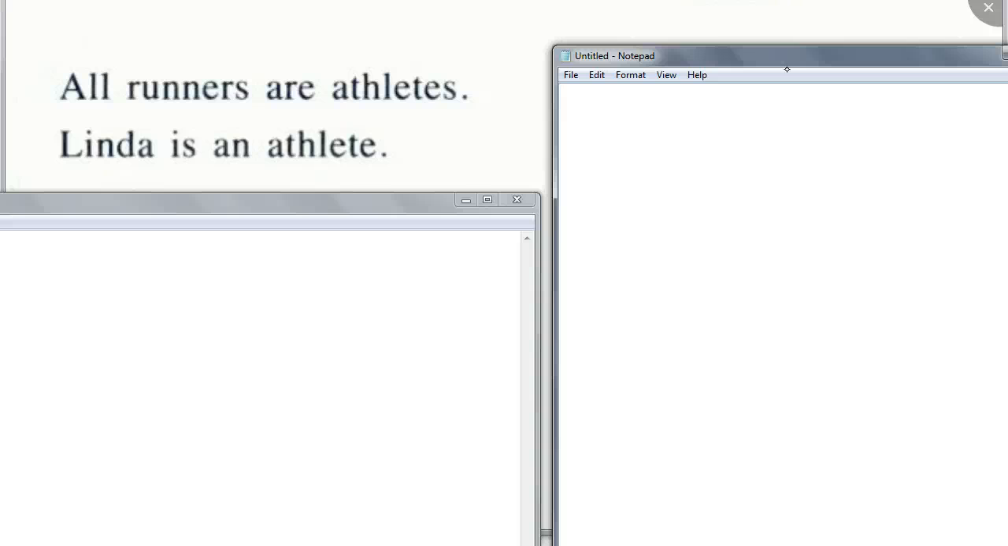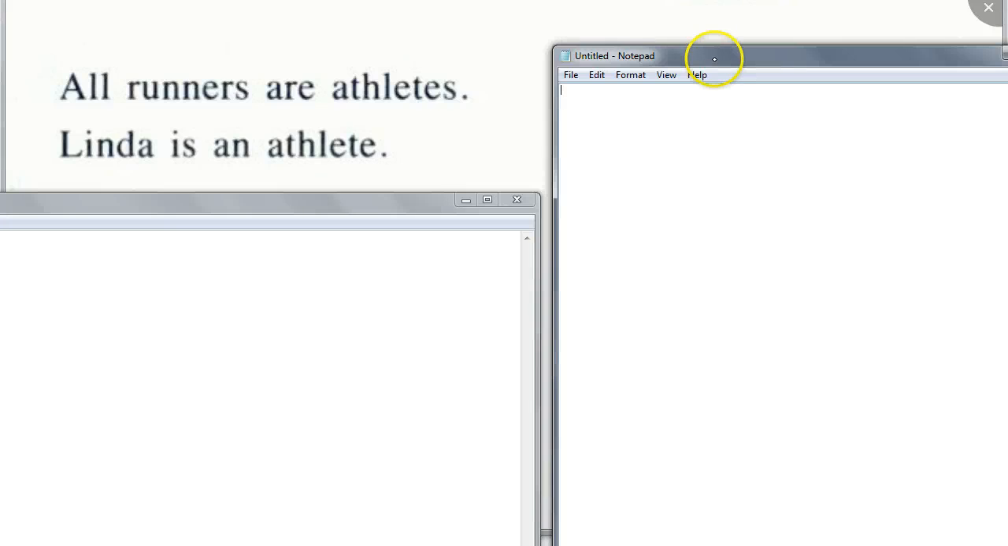Everybody think about this one. All runners are athletes. Again, the same statement, so we have the same Venn diagram. And it says Linda is an athlete. What do you guys think? Go ahead, discuss with the group. What can you conclude? Amy, what did your group come up with? Can be, so may or may not be, right?